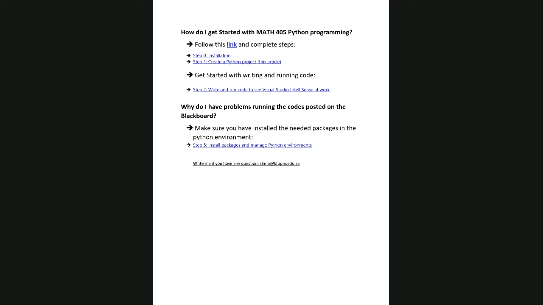Now, the next question: why do I have problems running the code posted on the Blackboard? Even if you download my code, which is on the Blackboard, you will have problems running it, even if you did the installation perfectly on your computer, because the packages we are calling here, NumPy and SciPy, are not pre-installed.